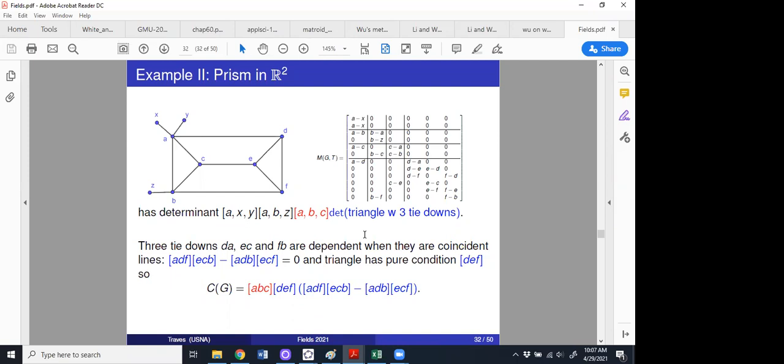And that portion of the determinant is encoding when the tie downs are dependent as lines in projective space. So the tie downs D A, this bar, C E, this bar, and B F, this bar. When are they dependent in P2 as lines? Well, they're dependent in P2 when they're coincident, when they intersect in a common point.